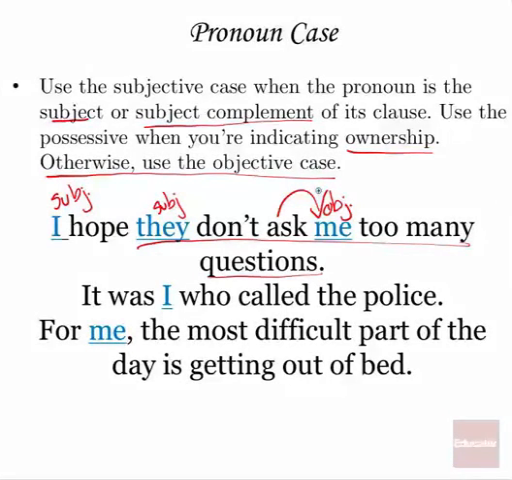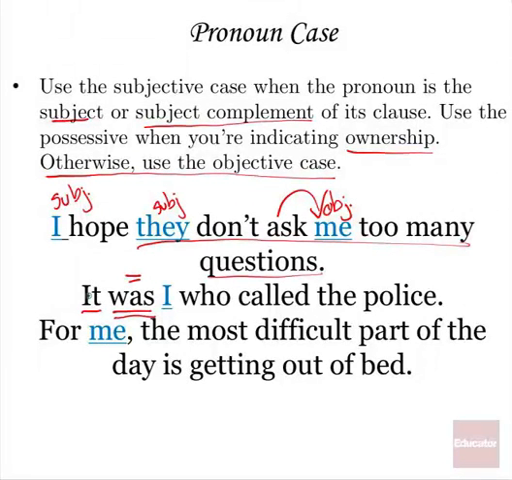It was I who called the police. Okay? Now you may be saying, wait a minute, it is the subject of that sentence. It is. But was is a linking verb. It's one you can replace with an equal sign. So it and I are interchangeable, so you have to use the subjective case. You can't say, it was me who called the police, because you would never say, me called the police. You sound like you were brain damaged.